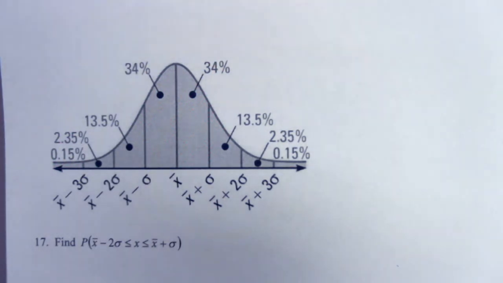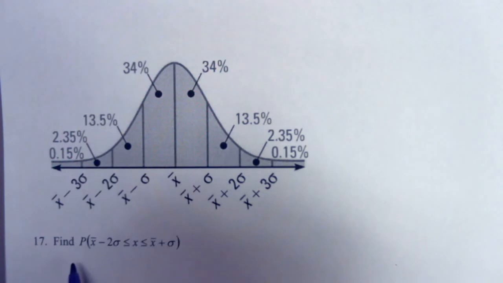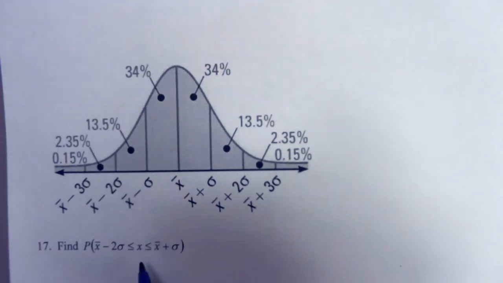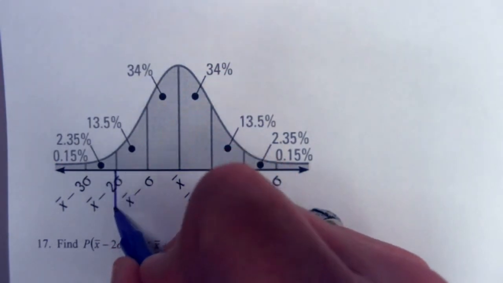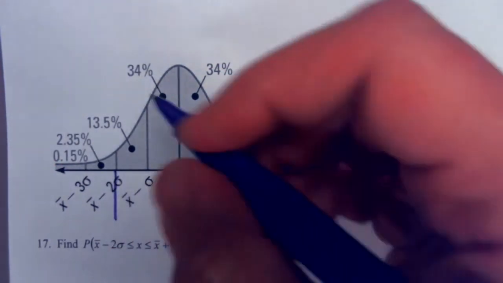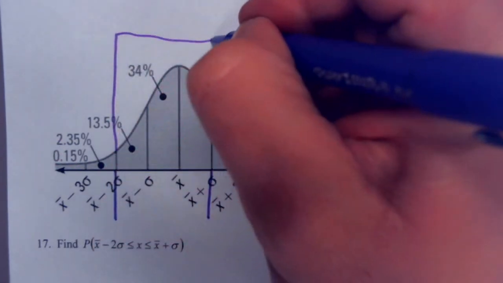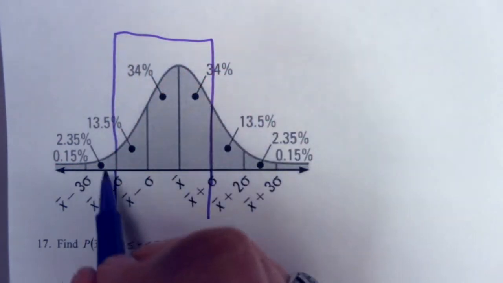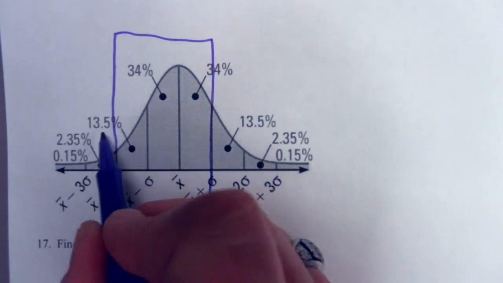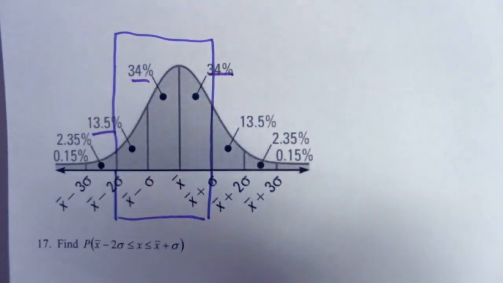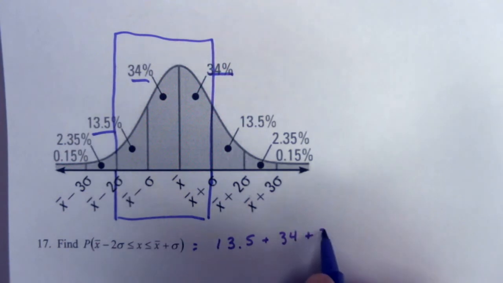Okay, now for 17 and 18, we need to find the probability that the x you choose for 17 is between the mean minus 2 standard deviations and the mean plus 1 standard deviation. So for this problem, I'm looking for the interval between the mean minus 2 standard deviations and the mean plus 1 standard deviation. So it's right inside that box. So what I need to do is add all of these percentages up for each of the columns in between there in that interval. So 13.5 plus 34 plus 34.